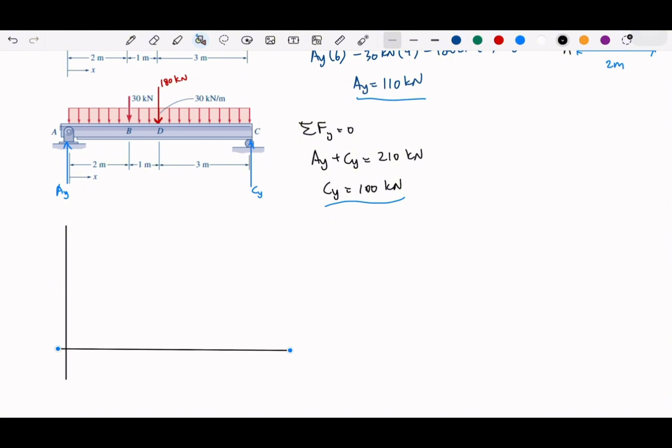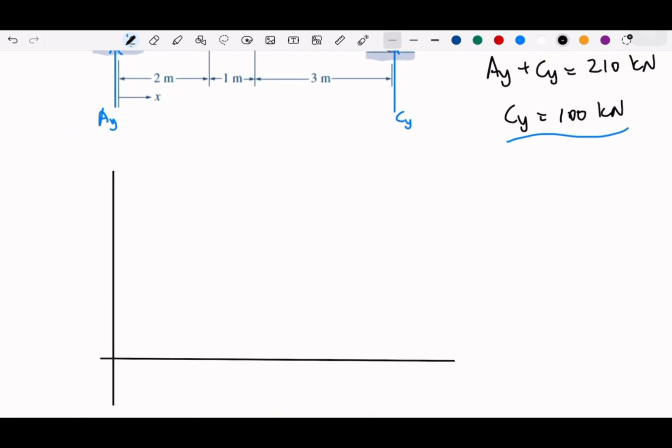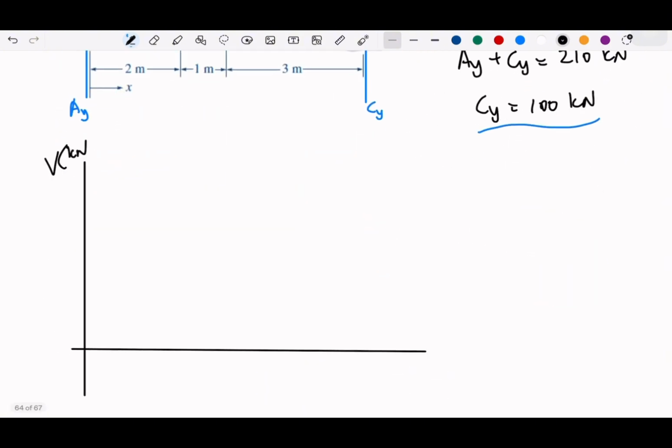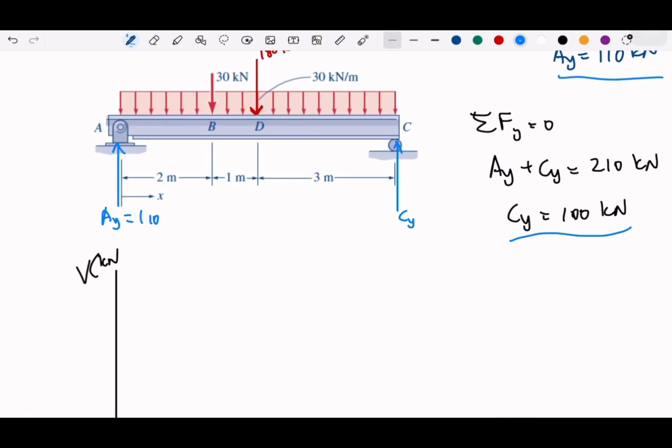Perhaps in the exam, I will prepare the graph below the diagram, so you could take the axis and prepare it from the point on the left on the beams. Suppose this is V in kilonewton, and this is X. We start from A. So let's say this is A here. We start from Ay, which is the internal force, which we can compute as 110, right?